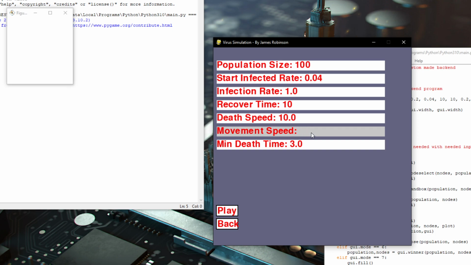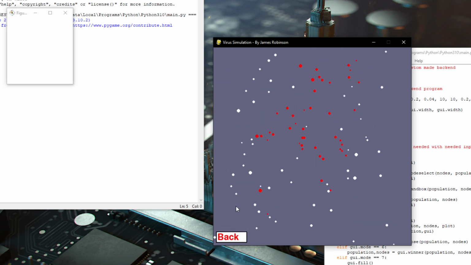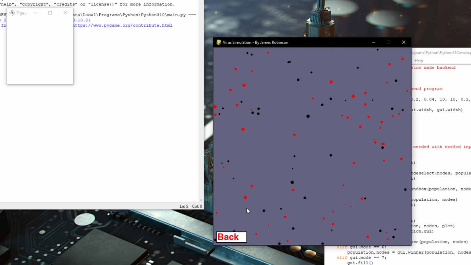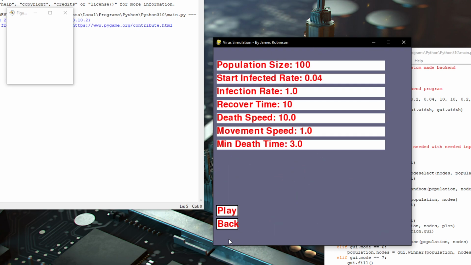We can play around with the speed, for example. Now they're all super fast. This is like what's happening if everyone had jets. You can see pretty much everyone gets infected almost instantly, which means we have a crazy high death rate, and you can see how many people are dying. Way more people are dying than recovering, which obviously is not good.